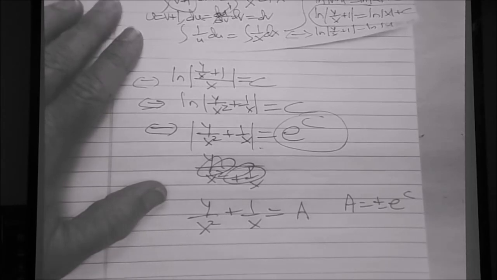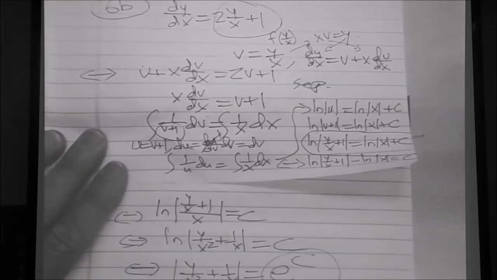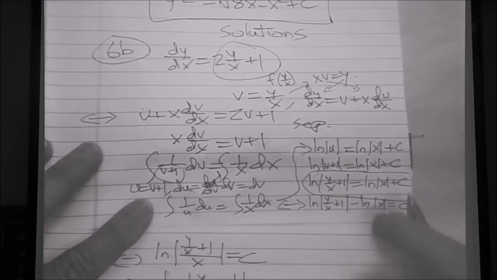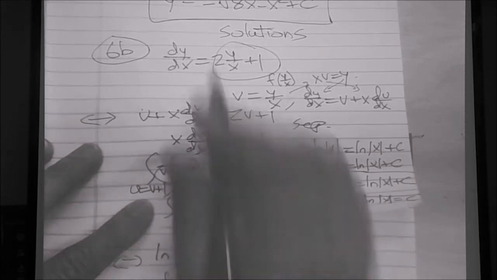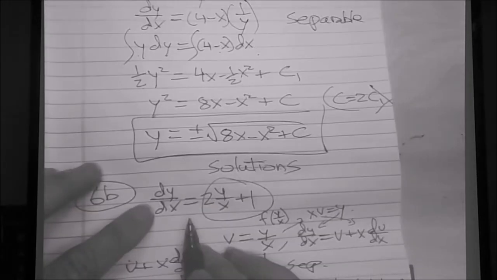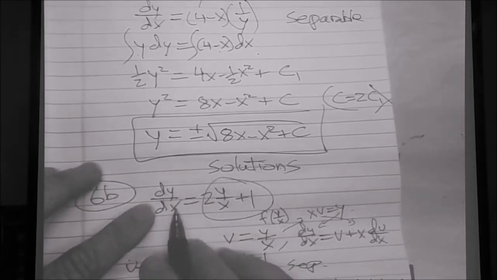And what's more, if you go way back here, when we separated variables, we assumed when we divided through that this y wasn't equal to 0. In fact, if you go back to the original solution, let's see if y equals 0 is a solution. Looks like it's not in this.